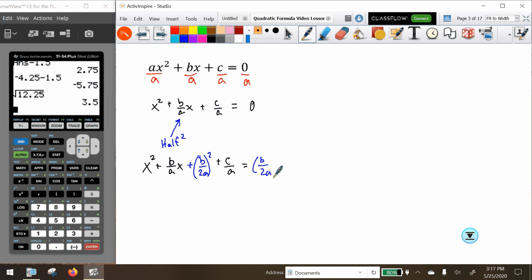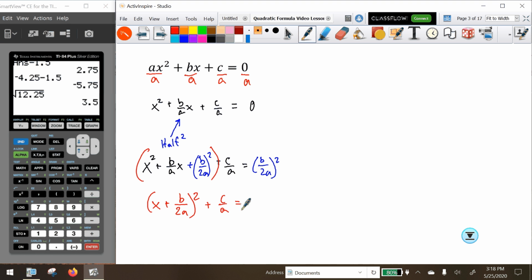b over 2a squared. Now what I've created is what's called a perfect square trinomial. x squared plus b over a times x plus the quantity b over 2a squared is a perfect square trinomial, and that can be factored as the square root of x squared goes in the front, and the square root of b over 2a squared goes here, which is just b over 2a. So I factored that perfect square trinomial as a binomial squared.